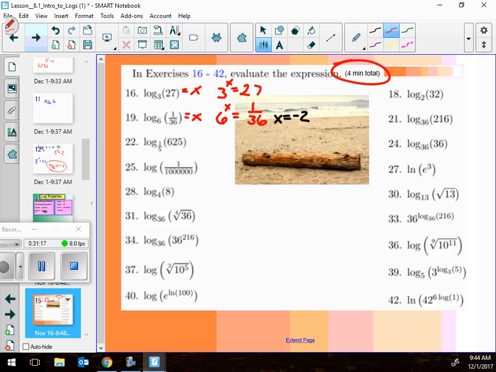All right. This one, I better finish it. x equaled 3. This one, I start by saying equals x. Next thing I do, rewrite it. (1/5) to the x is equal to 625.